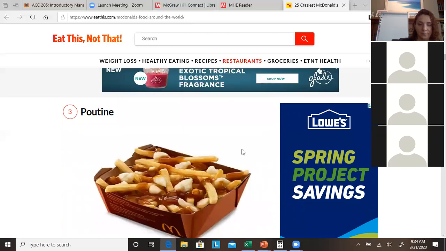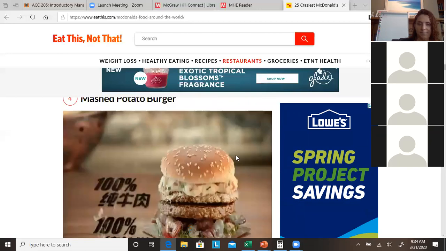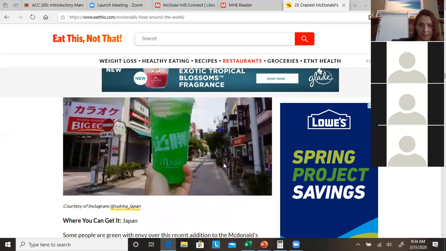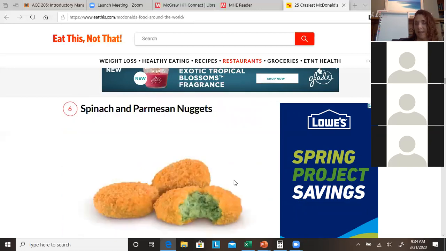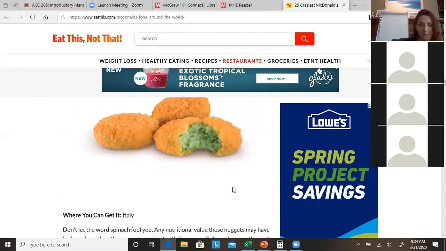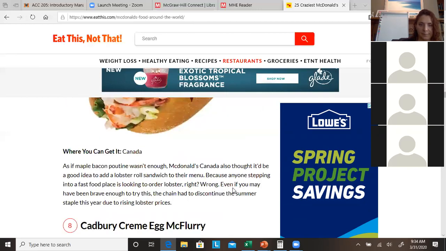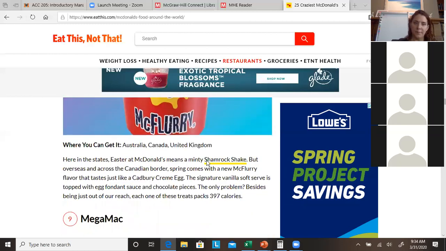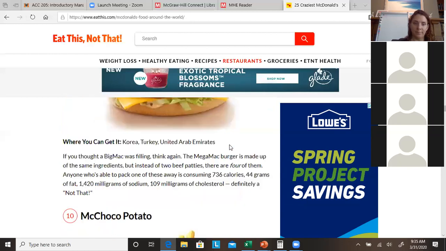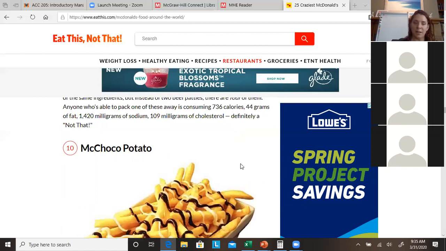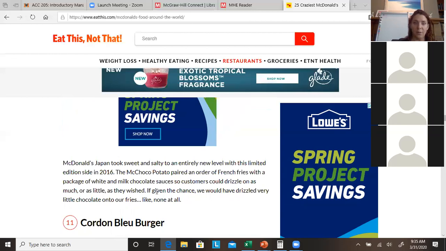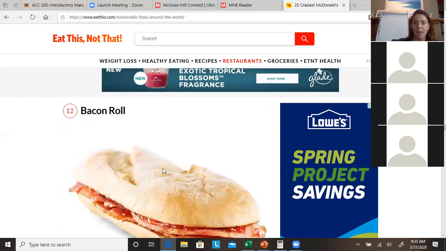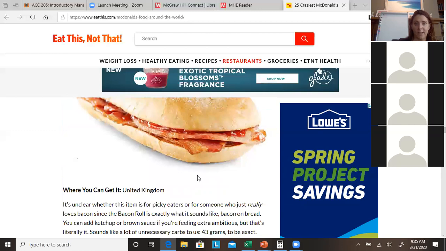All right, so here's your macaroni and cheese grilled cheese sandwich, your croquette sandwich, your poutine, mashed potato burger, the melon float, that does not look like a natural color. Spinach and Parmesan nuggets, not chicken nuggets, spinach and Parmesan. The McLobster. Here's that Cadbury cream egg McFlurry. I'm surprised they don't have that here. The Mega Mac burger. Your French fries with chocolate. And something else, what is it? A white chocolate and dark chocolate. Cordon bleu burger, bacon and bread. That looks gross.